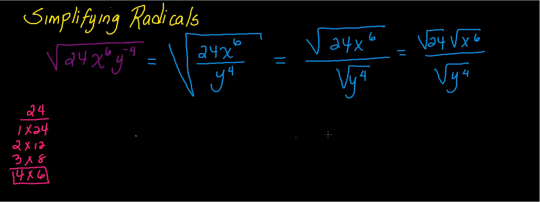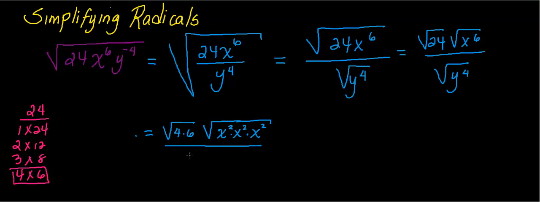So I'm going to rewrite 24 as the square root of 4 times 6. And since this is a square root and I have x to the 6th power, I'm going to rewrite this as powers of 2. That's x to the 6th. Remember, you want to match your exponent to your index. This is a 2 here. And in the denominator, I do the same thing. I'm going to rewrite y to the 4th power as y to the 2nd power times y to the 2nd power.